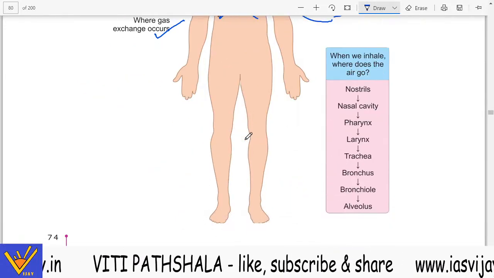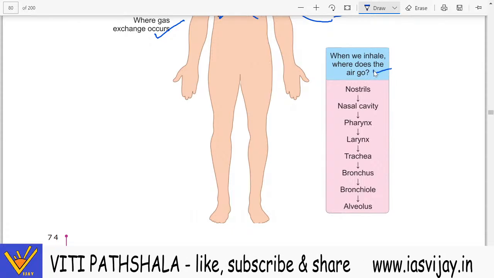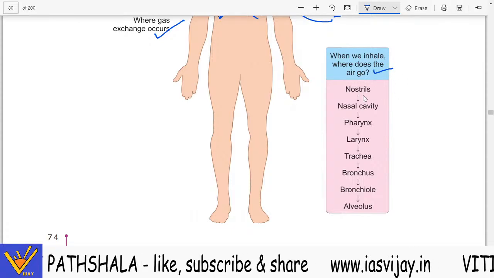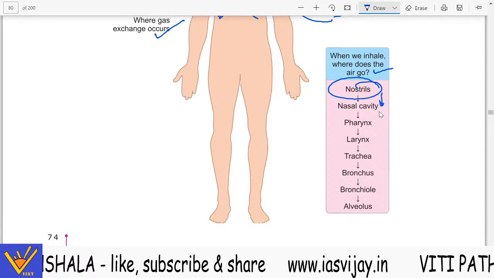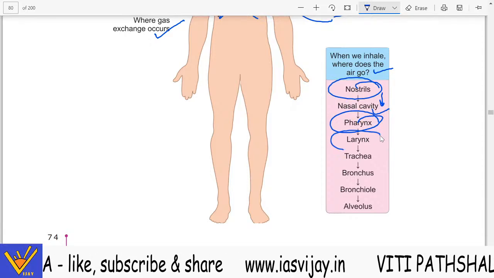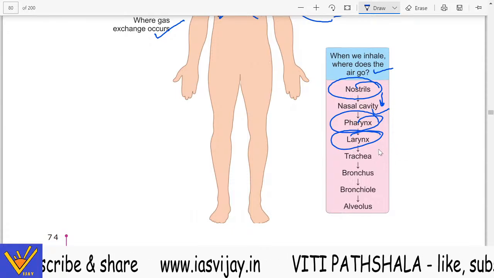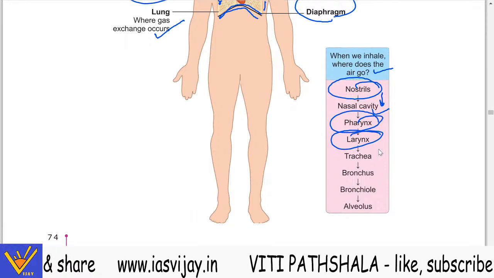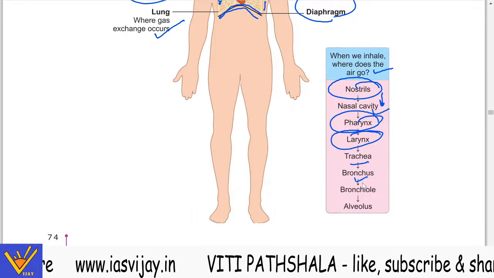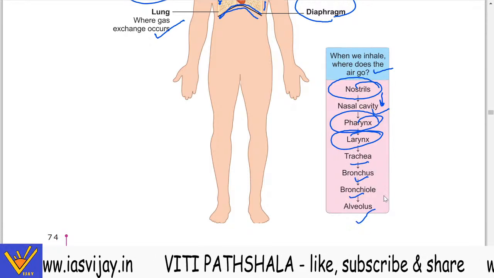Now when we inhale, where does the air go? Air कहाँ जाती है? सबसे पहले nostril में, then it goes to the nasal cavity, then it goes to the pharynx, then the larynx. One is your food pipe and the other is your air pipe. Then the trachea, the bronchus, the bronchiole and the alveolus.